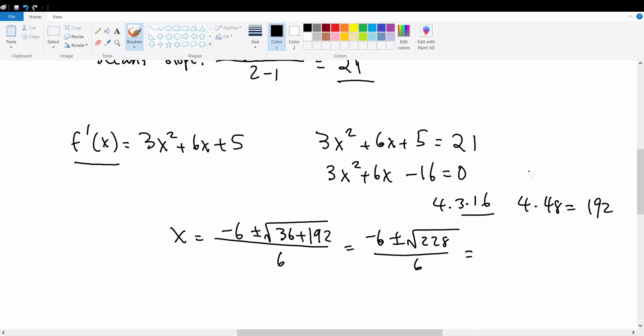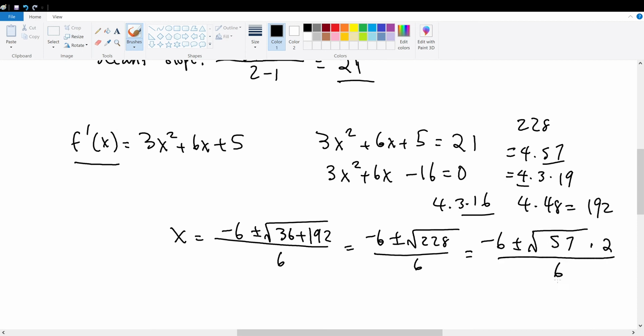And 228 is divisible by 4, so 228 is the same thing as 4 times 57. 57 is divisible by 3, so it is the same thing as 4 times 3 times 19. And 4 can be square rooted to be 2, so this becomes negative 6 plus or minus the square root of 57, times 2, over 6. And we can divide by 2 on both sides to get negative 3 plus or minus the square root of 57, over 3. So these are what the x value might be, which has the same tangent slope as 21.